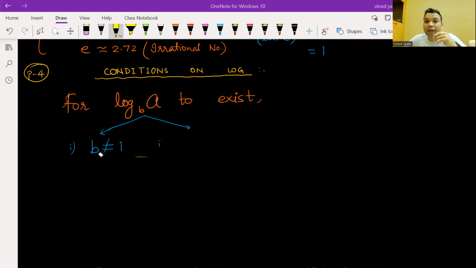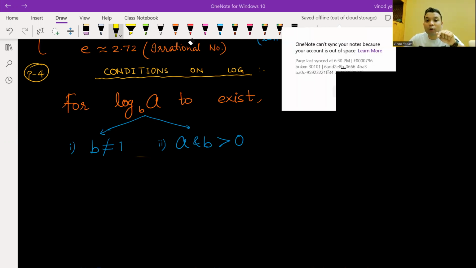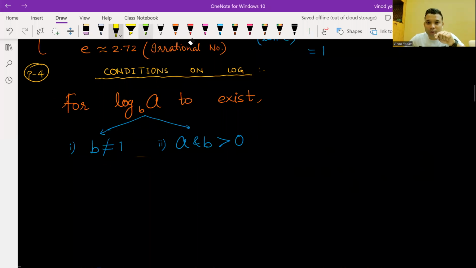First one, the base can never be 1. You'll understand this after some time when we learn the rules or the laws of log. There I will make you understand why base cannot be 1. Second, the argument and the base both should be positive. Okay, both should be positive. Then only the log will exist. So log of 0 not defined. Log of negative number not defined straight away. Log of 7 to the base 1 not defined. Yes. Okay. All right. Comfortable? Okay.